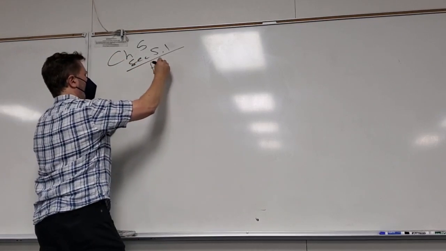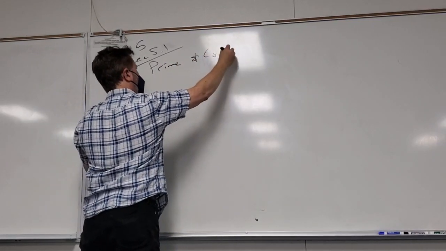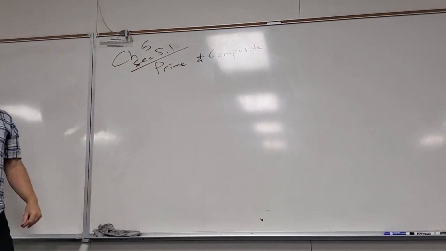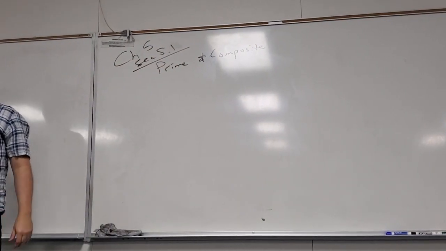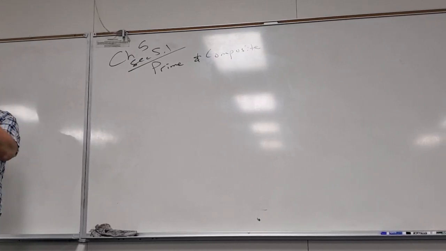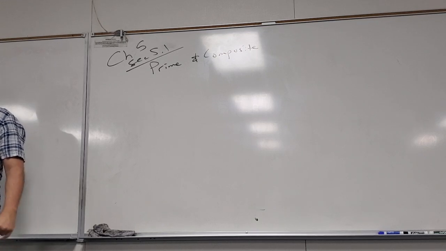Can somebody tell me prime and composite? What's that all about? What's a composite number? Does anyone remember? Versus a prime. They're basically opposites. That's more than two factors. I like it.